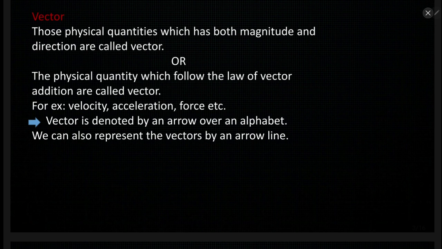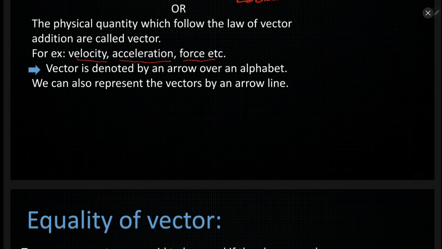Talking about vector, vectors are those quantities which have magnitude as well as direction. Or simply, the physical quantity which follows the law of vector addition is called vector. For example, velocity, acceleration, force, etc. are the examples of vector quantity.